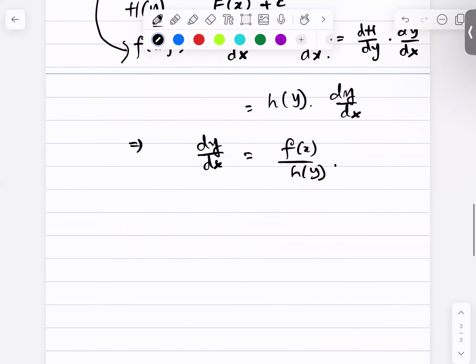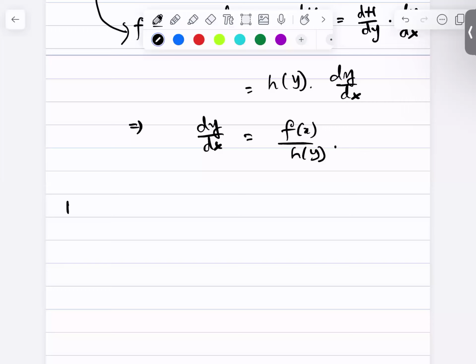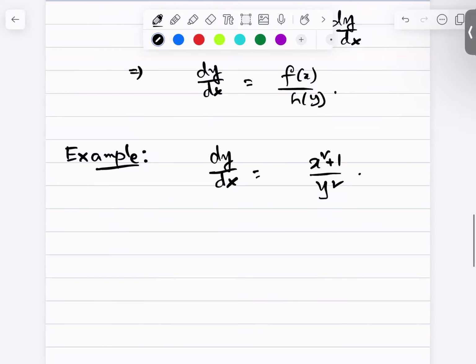Okay. Let me solve examples. I guess things will be clearer. So if I have, say, dy over dx is (x squared plus 1) over y squared, I can see that this right hand side is separable.